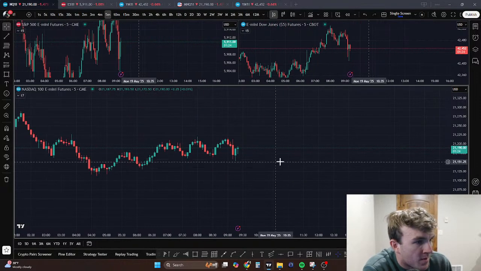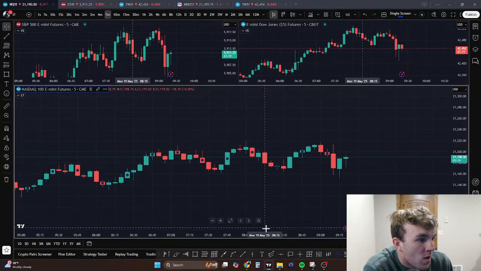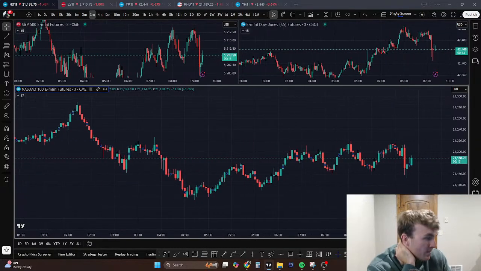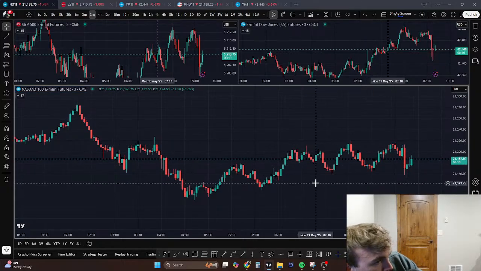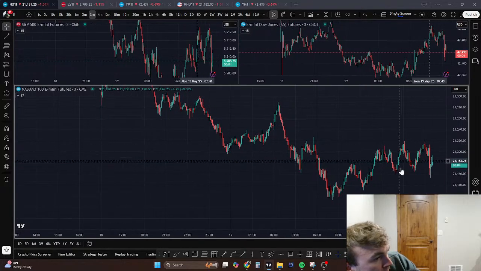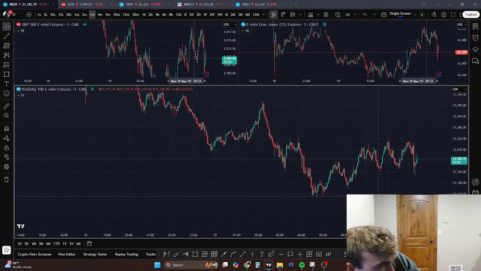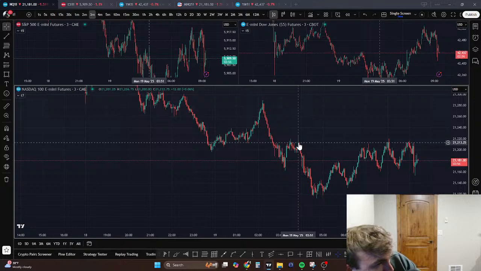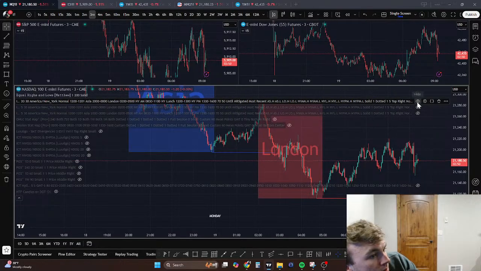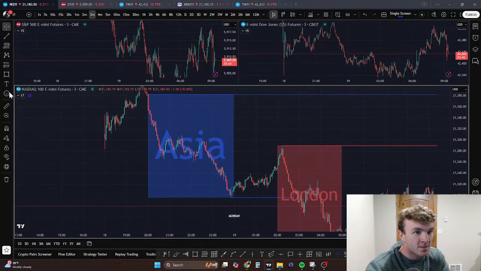Still got 7 minutes before we could even consider taking a trade according to my new rules, so I'm trying to stick now to taking trades on the 3 minute and the 5 minute. Kind of feels like this is a consolidation right now, so nothing really seems super obvious. We could mark out London and Asia, maybe. Actually, let's just mark out London.